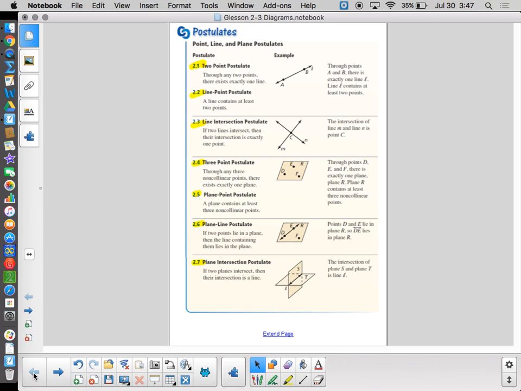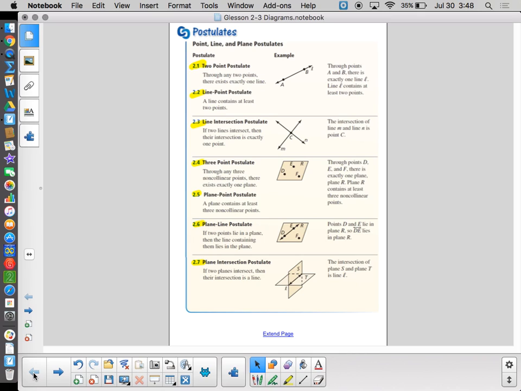The 3-point postulate and the plane-point postulate are just like the line ones, it's just that for a plane this time. It says through any 3 non-collinear points, there's exactly 1 plane. We've already talked about that. The points have to form a triangle to form a plane. That means non-collinear. The plane-point postulate says a plane contains at least 3 non-collinear points, just like the previous example. One starts with 3 points, concludes a plane with those 3 points. The other one starts with a plane and concludes the plane with 3 points. So they have the same conclusion point, but different starting points.